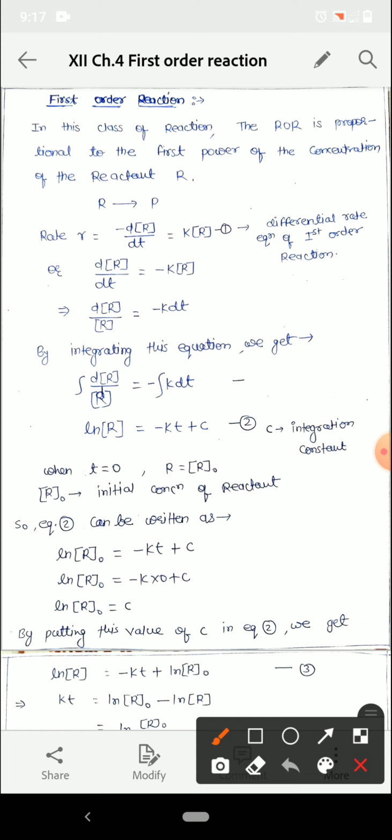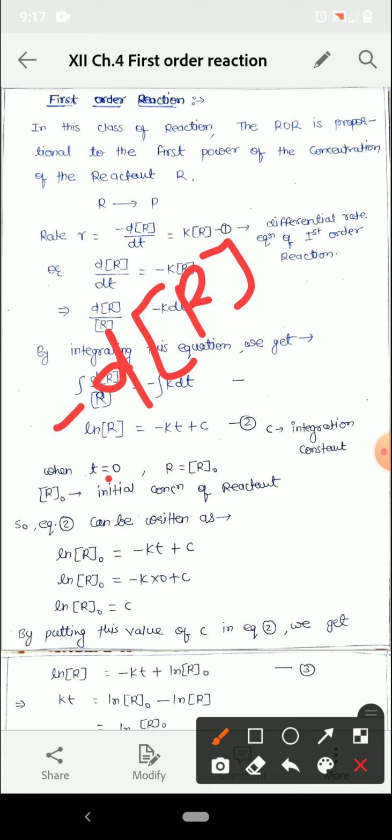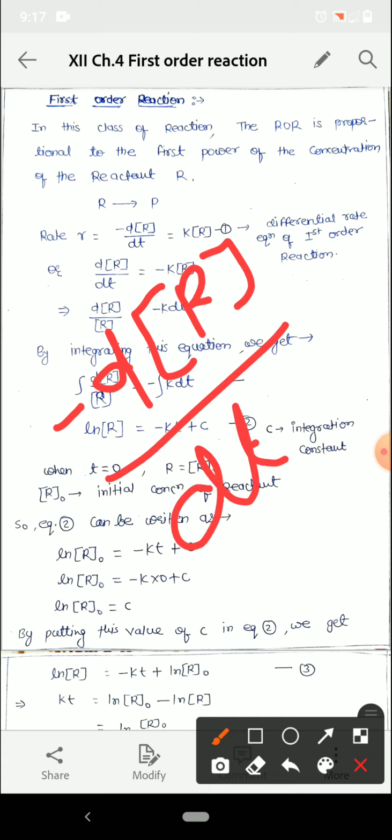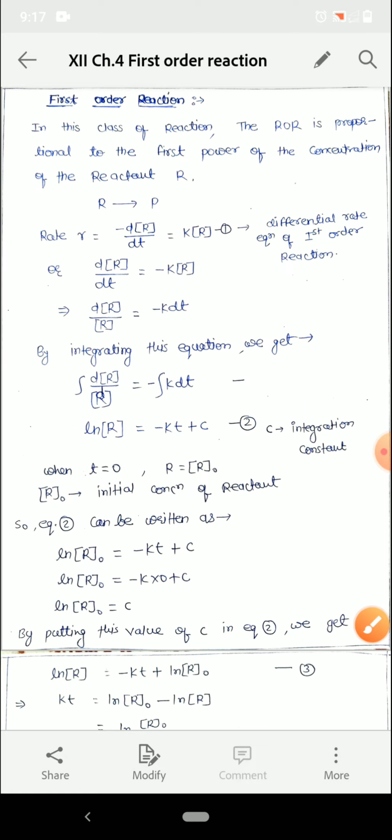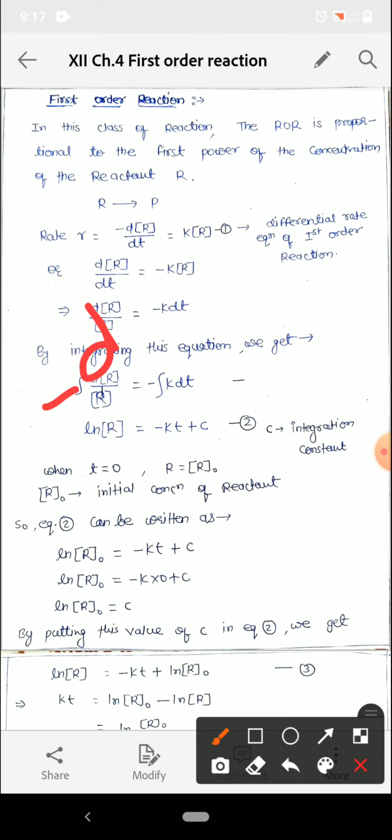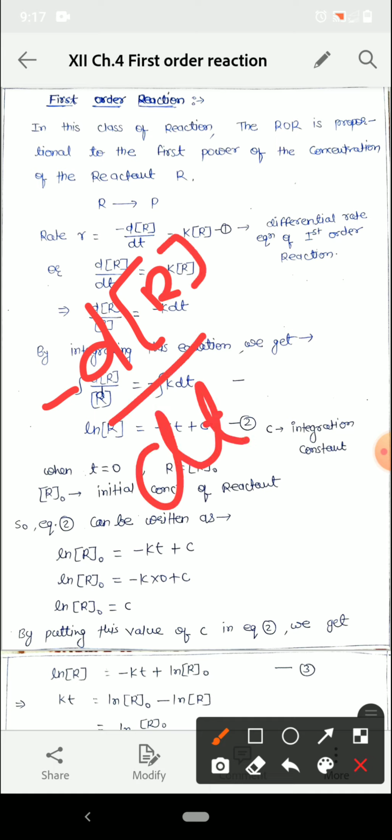So when we write the differential equation of this order, we can write minus dR upon dt, and you all know that the minus sign represents that the concentration of the reactant is continuously decreasing with time, so we have to write minus dR upon dt. As we wrote, minus dR upon dt is the rate, and also the rate of the reaction is kR. So we can equate both of these.